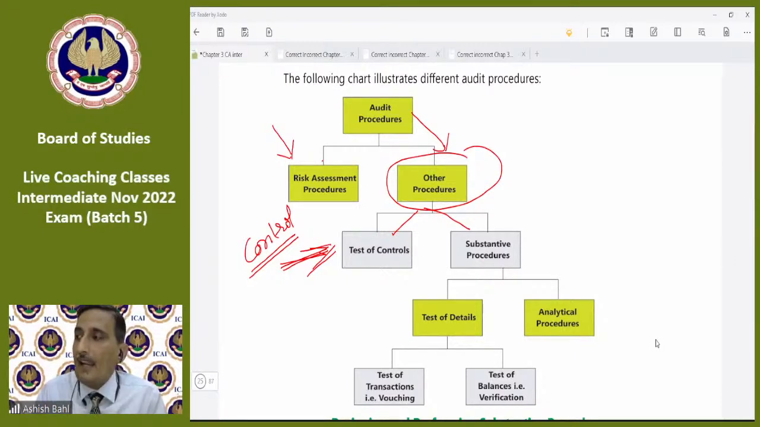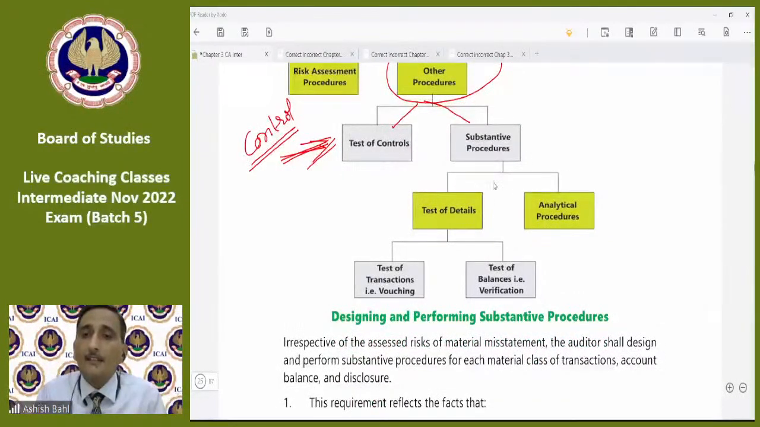Okay, and substantive procedures consist of tests of details and analytical procedures. This we have already considered. What do tests of detail consist of? These consist of tests of transactions and tests of balances.